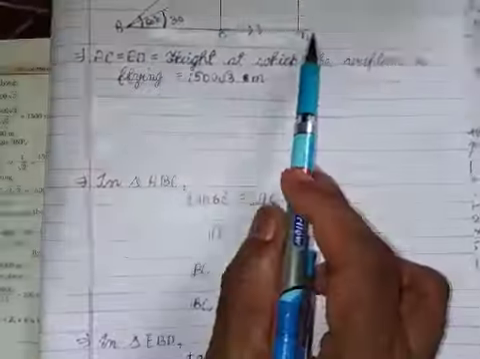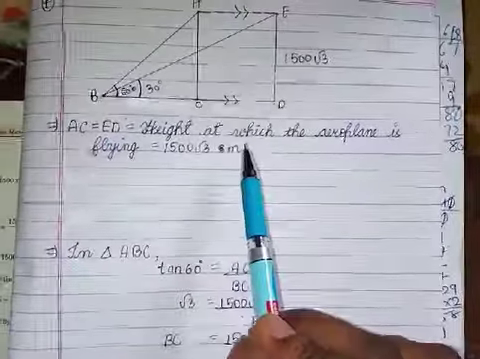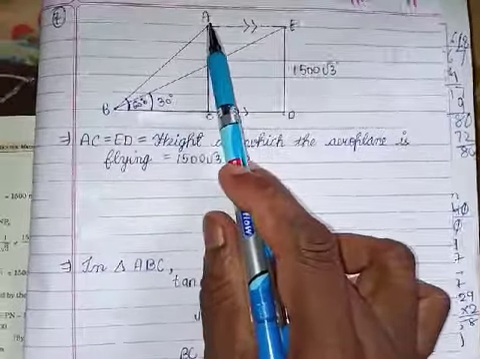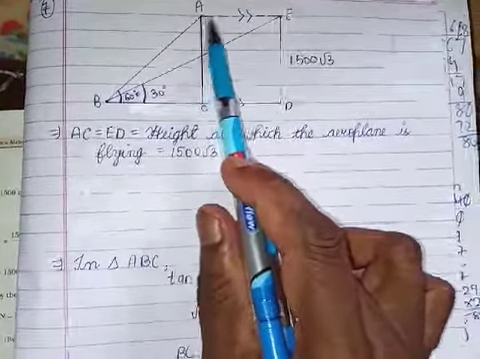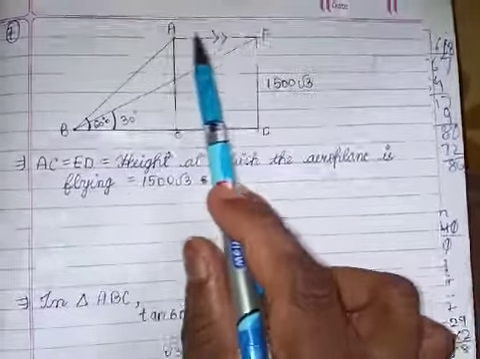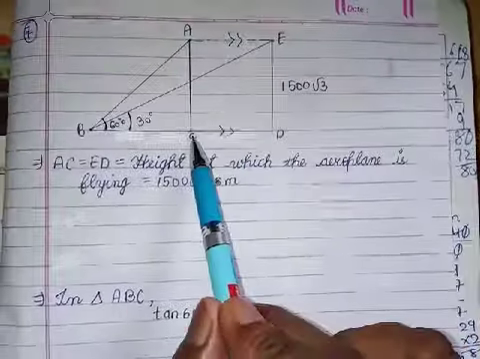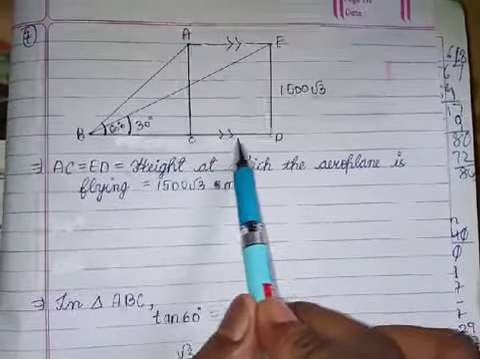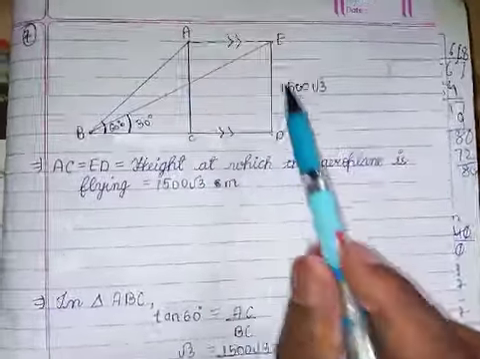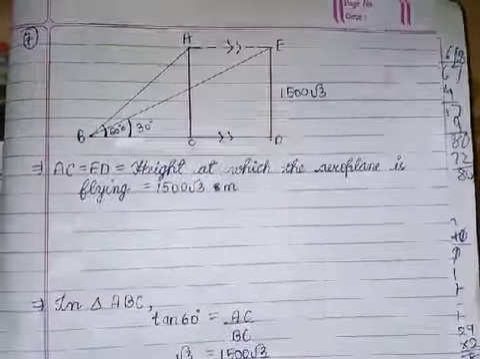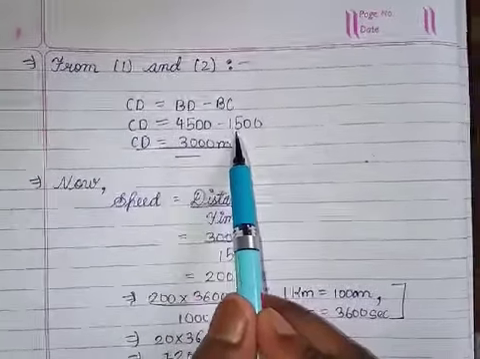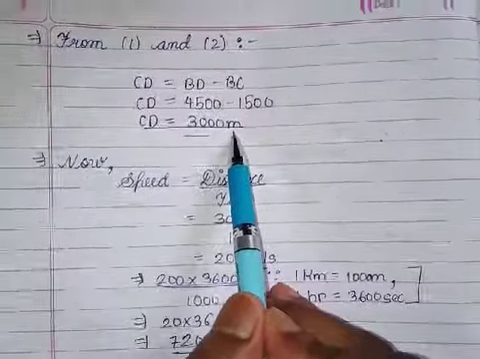So we got BD, we got BC, but what we are looking for is this interval. This means the plane is spotted at the first point at A and second, after 15 seconds, at point E. So during that time interval, what was the speed we have to find? We need to find CD, the distance traveled during the time interval, or we can say simply AE, because these two are equal. So CD is equal to BD minus BC. So 4500 minus 1500, you will get 3000 meters.